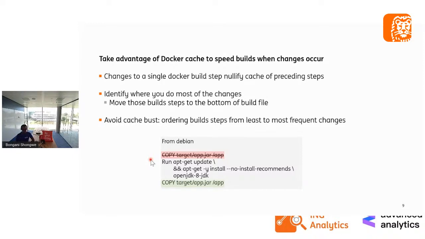So in order to avoid that, if you can identify any frequently changing content, like in this case where you're doing code changes in this target file, it's best to put it at least most of the way to the bottom. So you need to order your most frequently changing content last to avoid any cache bust.